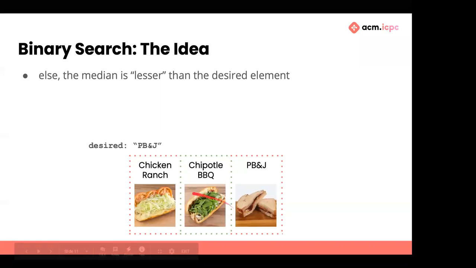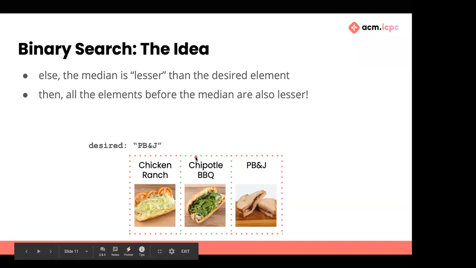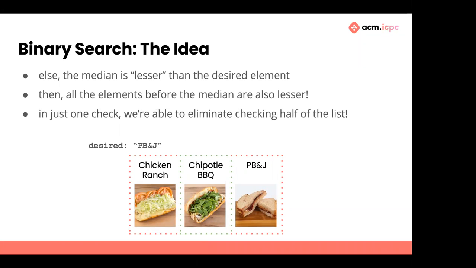And finally, once we eliminate these 2 elements, we're only left with PB&J, and that is the element we're looking for in this case. So we'll return found, we have found that one sandwich that we've been really craving. Great. In just one check, we were able to eliminate checking half of the remaining list.